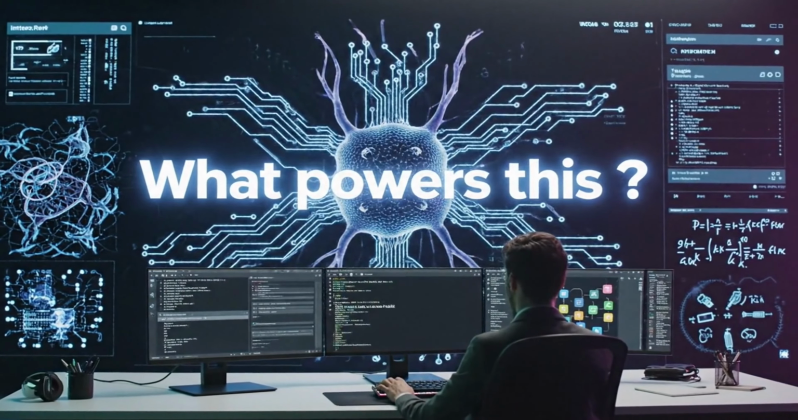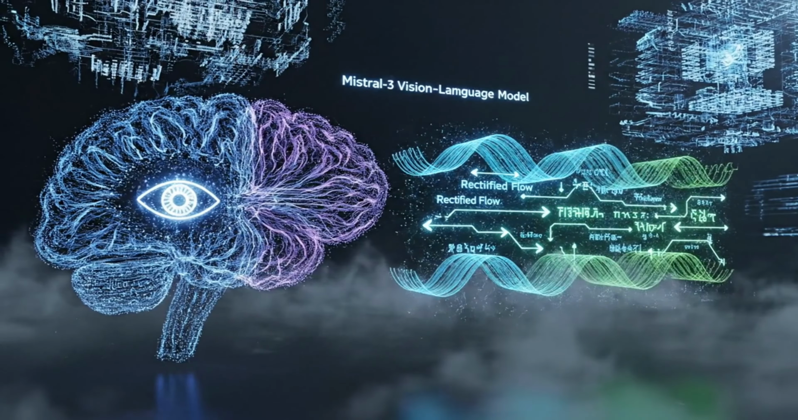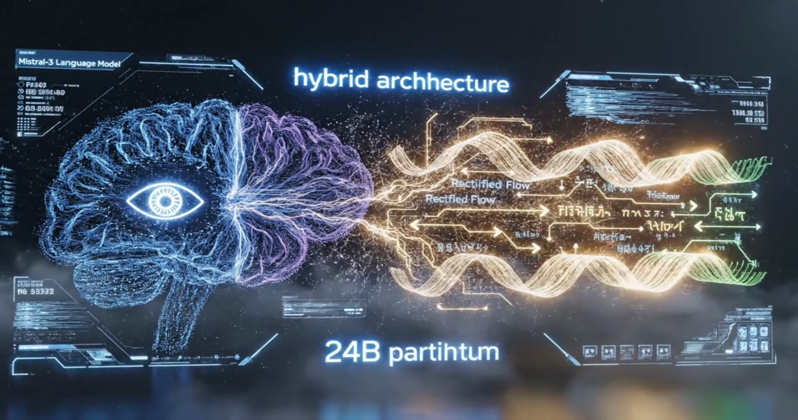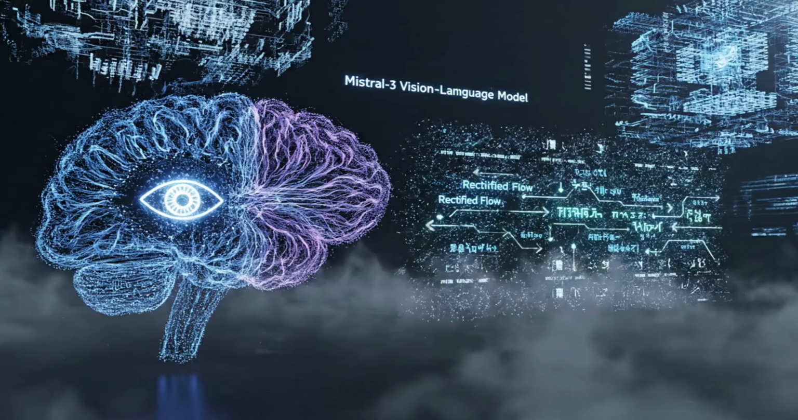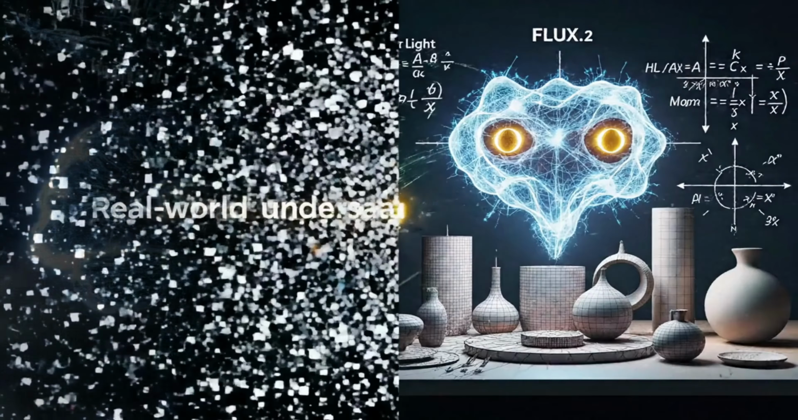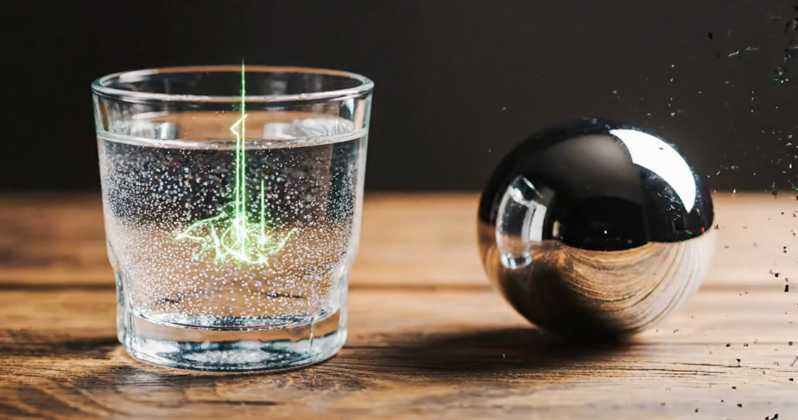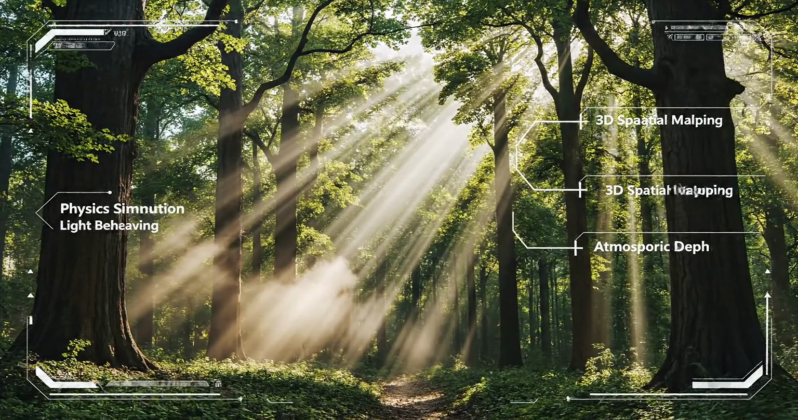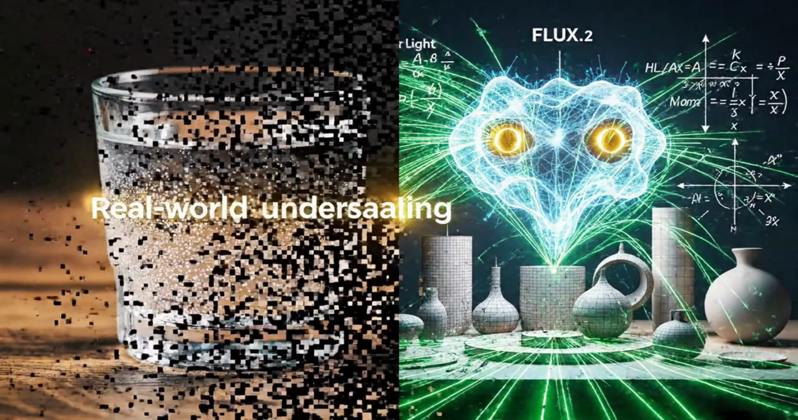What powers all of this? FLUX.2 uses a hybrid architecture combining a 24 billion parameter vision language model called Mistral 3 with a rectified flow transformer. The vision language model gives FLUX.2 real-world understanding. It knows how light works, how physics works, how objects should look in 3D space.